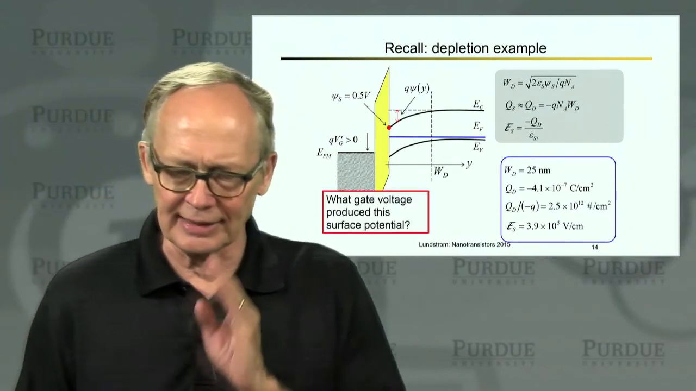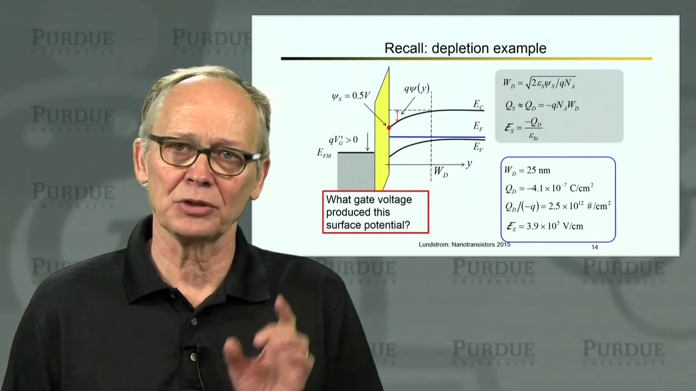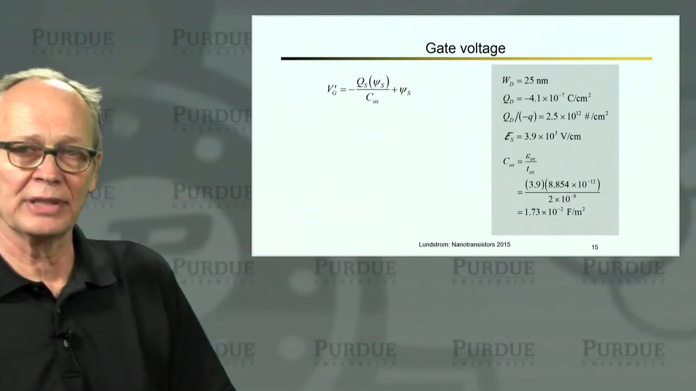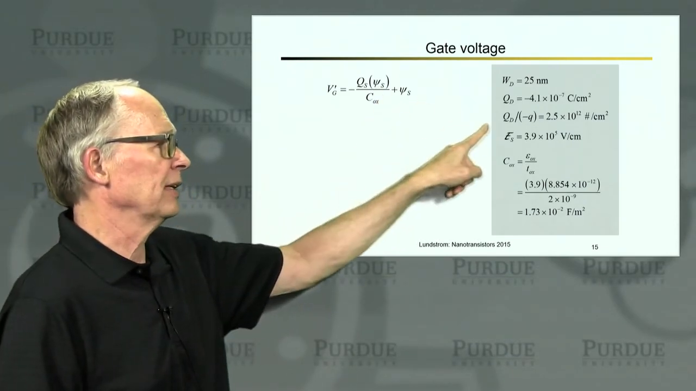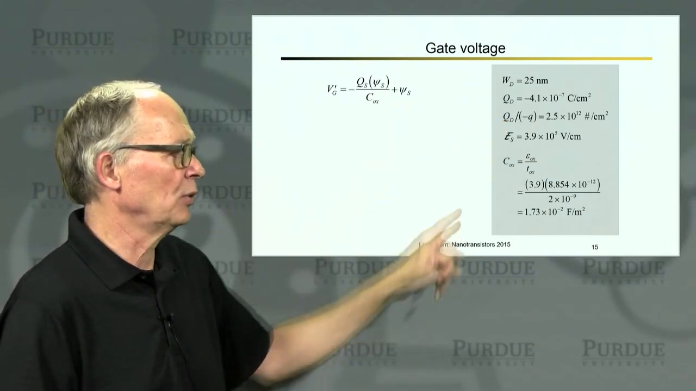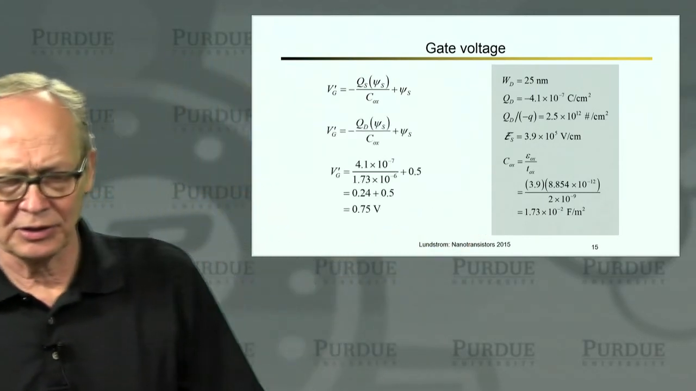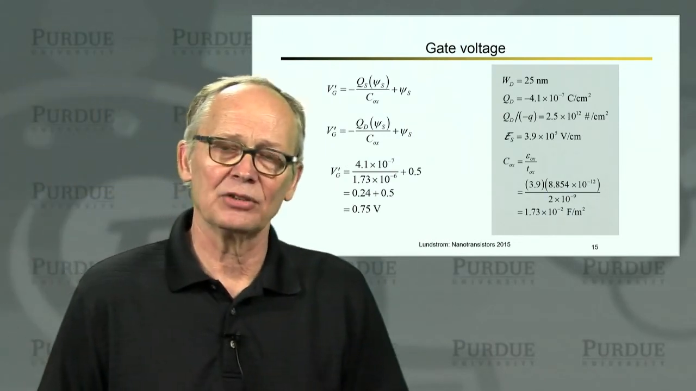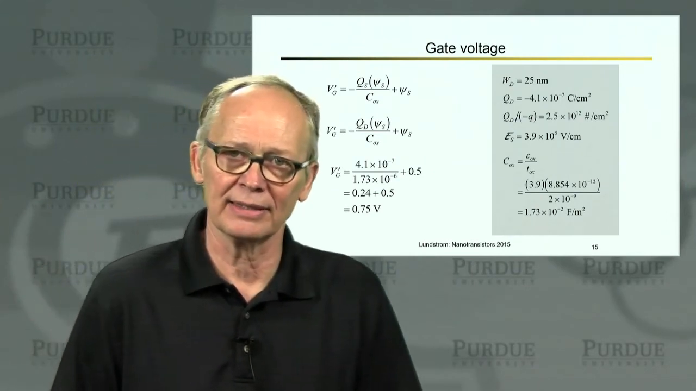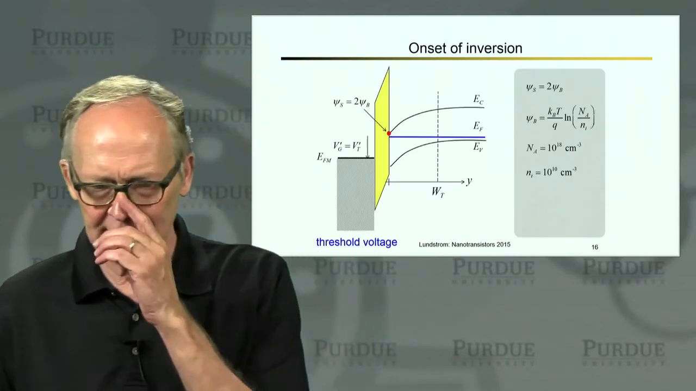So let's continue with this example, and let's ask ourselves, what gate voltage produced this half-volt surface potential? Well, we simply go to our relation between gate voltage and surface potential. We assume that the charge in the semiconductor is a depletion charge. We were given that psi sub s was a half a volt. We were given the oxide thickness. We compute all of the numbers, plug them into this expression, and what we find is that it took 3/4 of a volt in this example to establish a half a volt band bending in the semiconductor. Right? So that gives you a feel for how these numbers play out in a real example.